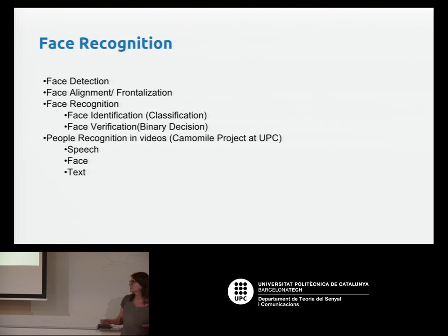When we talk about face recognition specifically, we may have two problems. One is identification, and the other is verification. By identification, we mean that we have one face, and we decide, okay, this person is Ismael, or this person is Xavi. So you have to decide who that person is. So this is a classification problem.